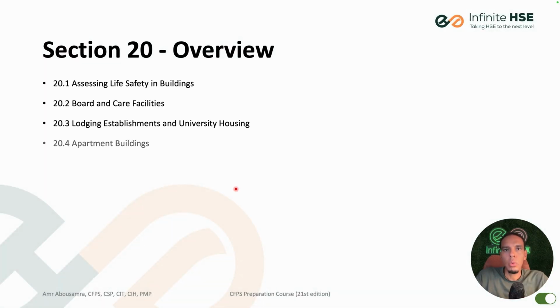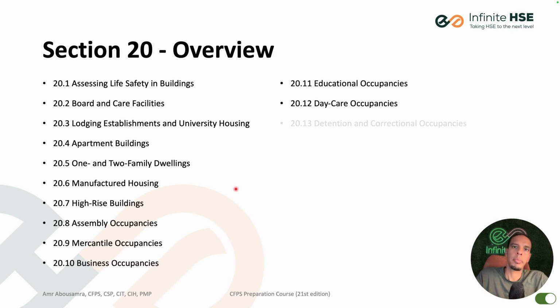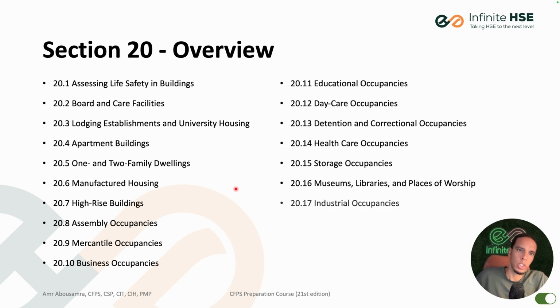First thing, let's see the structure of section 20 and what the chapters inside this section are. The first thing, assessing life safety in buildings. And I see this is the most important chapter, most important not in terms of the exam, but in terms of your understanding. You understand the basis of the Life Safety Code, and then you can relate between the information in this chapter and other chapters. So we consider chapter 1 in section 20 as the framework of the Life Safety Code.